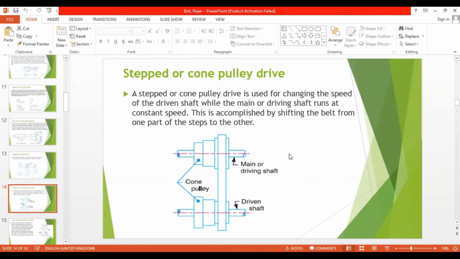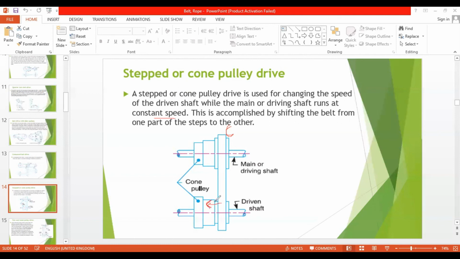So here is the main or driving shaft, and this is our driven shaft. If this main driving shaft runs at constant speed, I'll put that speed as V. But now I have to change the velocity of the driven shaft. So what I can do is move this belt from one pulley to the other, right?